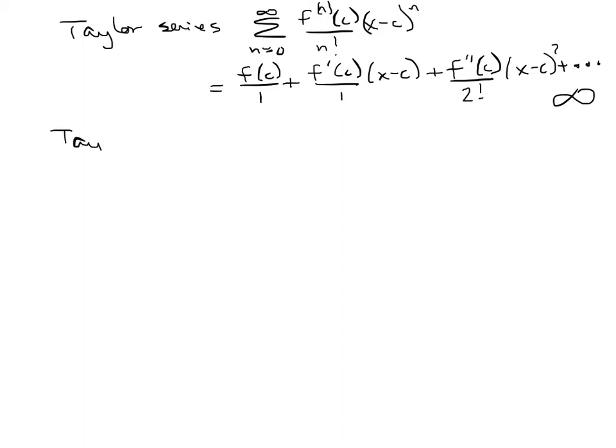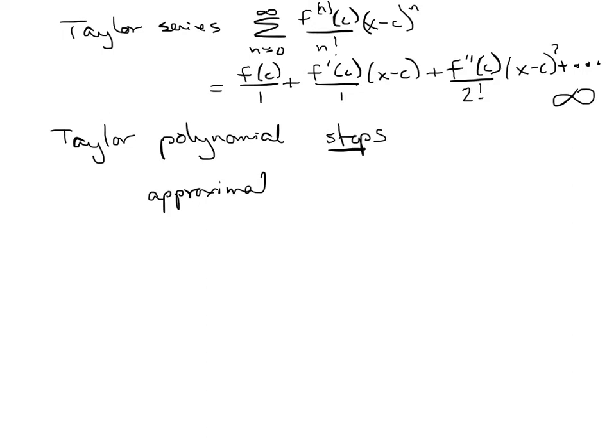A Taylor polynomial stops. It just stops at some point. So instead of the dot, dot, dot, it is just going to end at some point. And what this does is give us an approximate Taylor series.